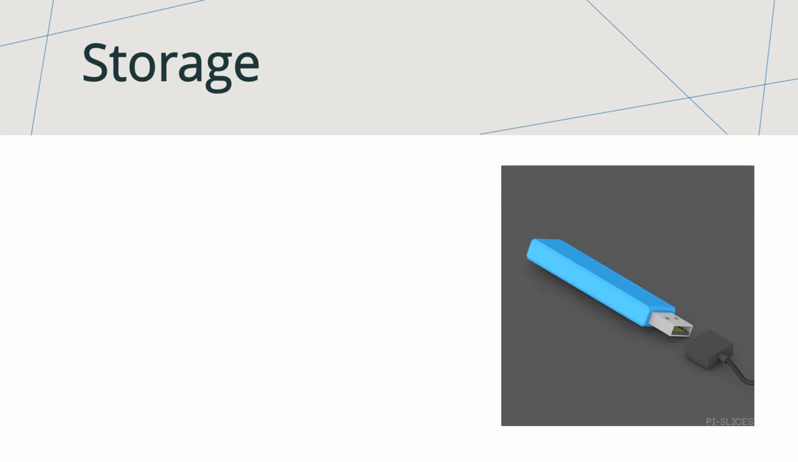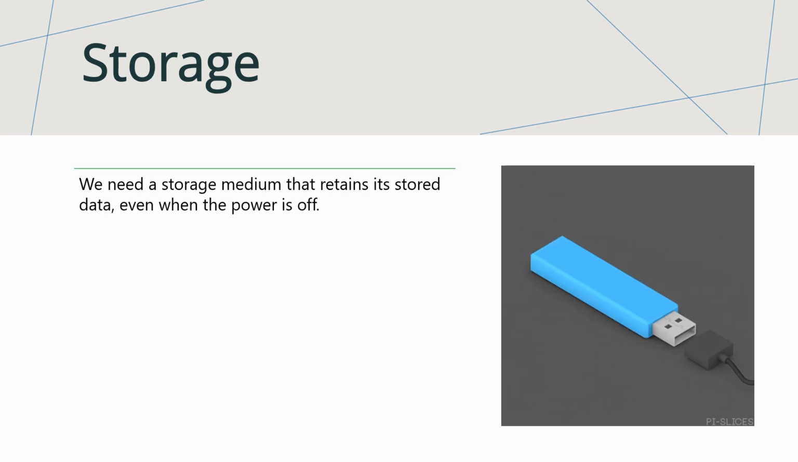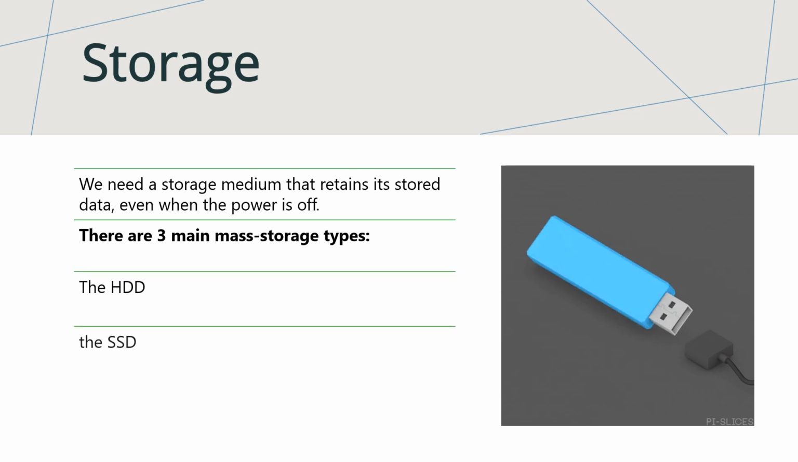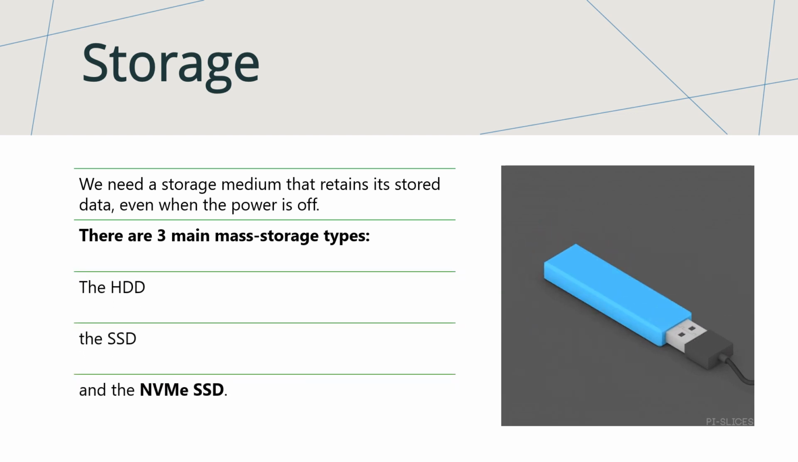Storage. We need a storage medium that retains its stored data even when the power is off. There are three main mass storage types: the HDD, the SSD, and the NVMe SSD.